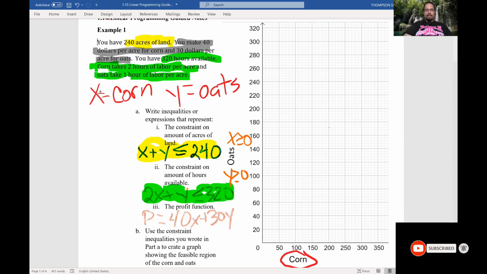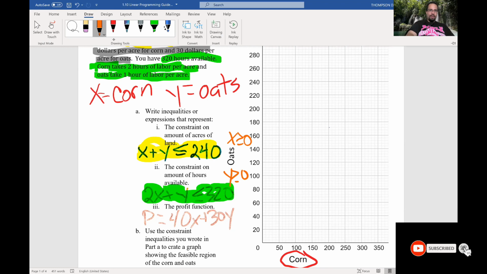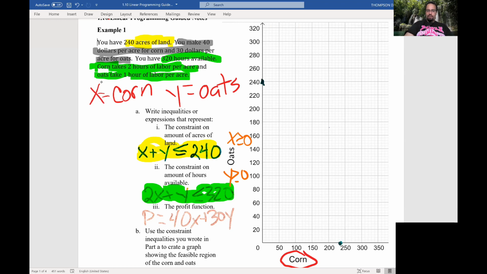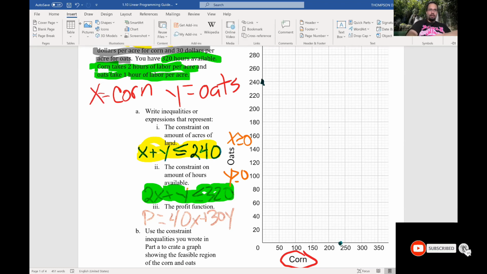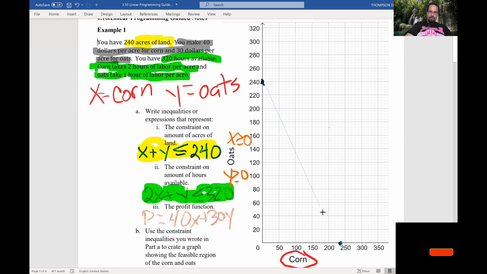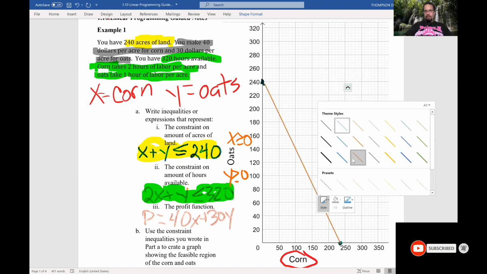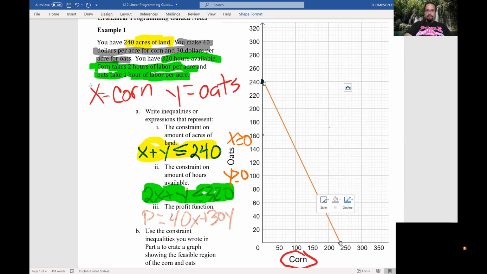So we have x plus y is less than or equal to 240. So we're going to put a dot on 240 for x and the y. 240 is really close, about right there. And we're going to draw a line in between them. Let's make this line a little bit thicker. There we go.